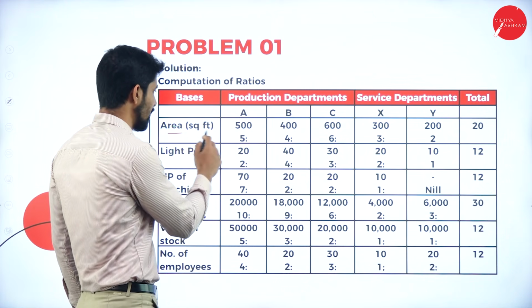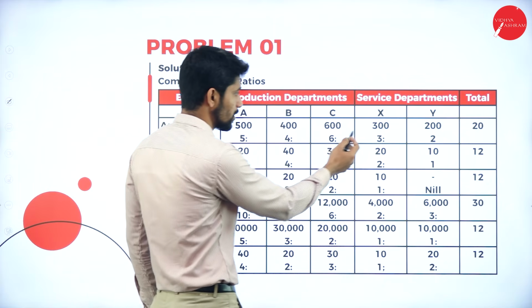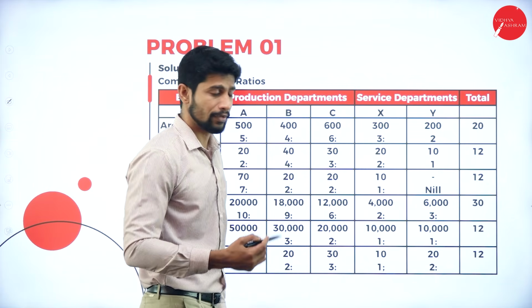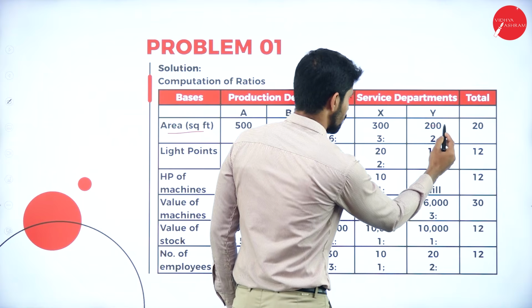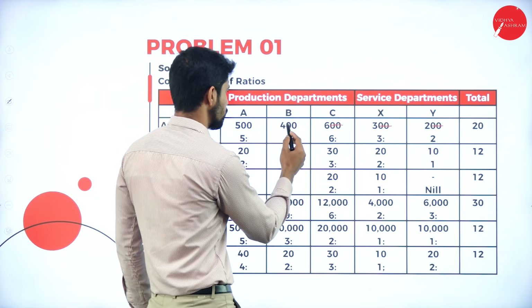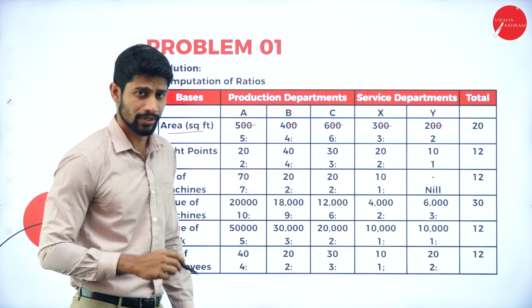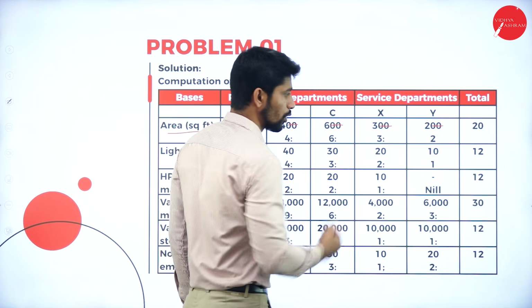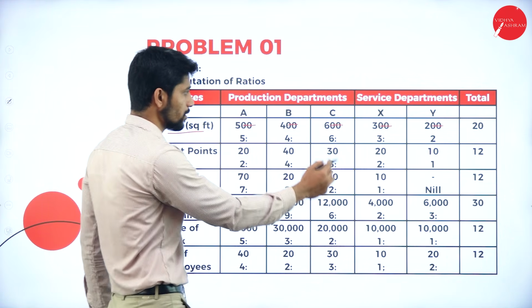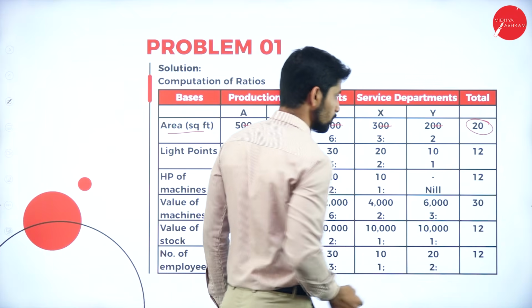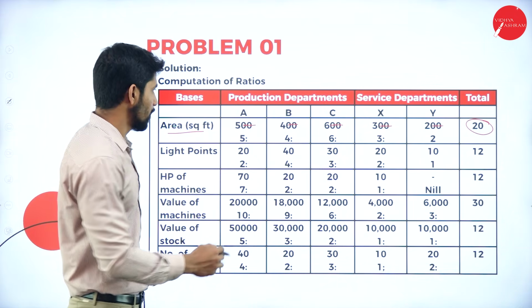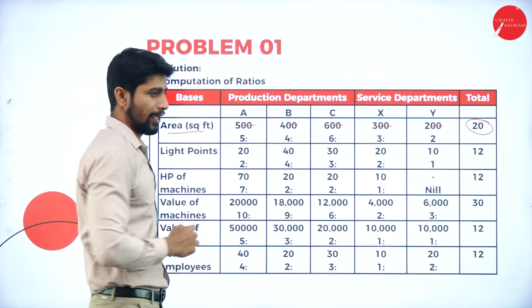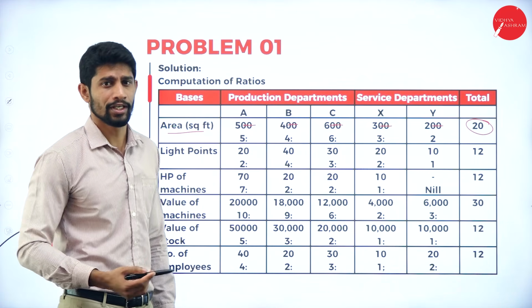So here area is given: 500, 400, 600, 300, 200. If you cancel the 2 zeros, because everywhere you have 2 zeros, what is the ratio? 5:4:6:3:2. Total is 20. So if you are allocating any expenditure with respect to production department A, you are supposed to do 5 divided by 20.